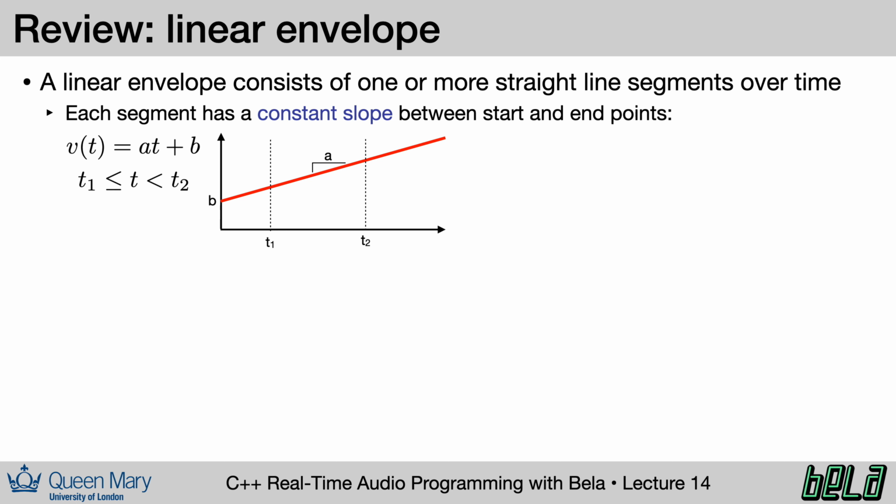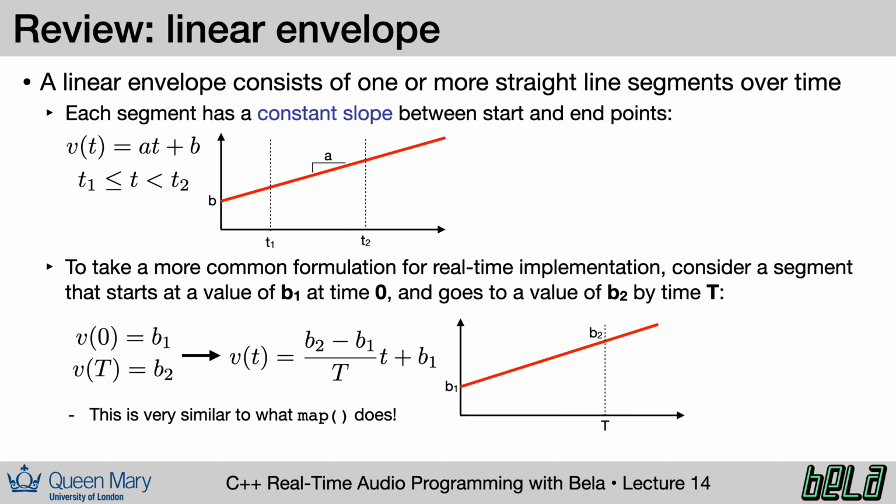A line segment is a function that has a constant slope over time. We might express this in continuous time as v of t is equal to a times t plus b, where a is the slope, b is the intercept, and the segment is defined between some time values t1 and t2. To reformulate in a more common way that we see in real-time implementations, let's consider a segment which starts at a value of b1 at time 0 and then goes up to a value of b2 by time capital T.